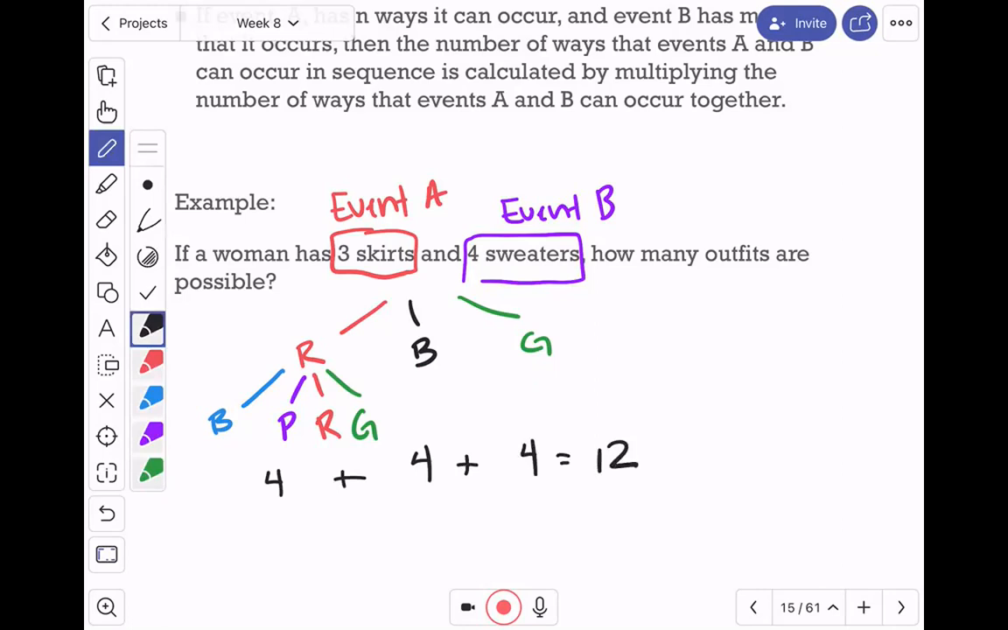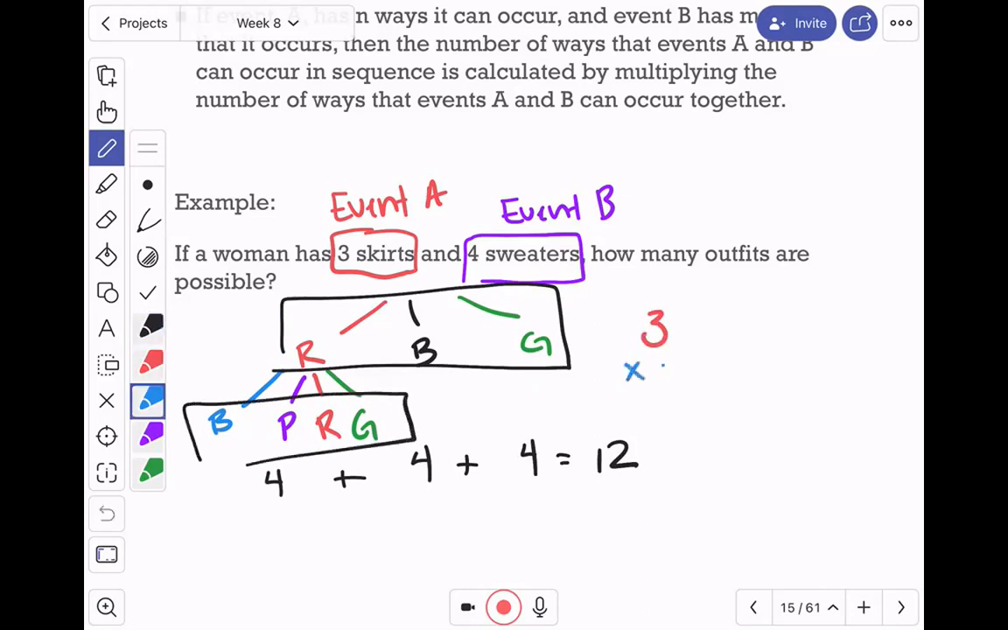So the fundamental counting principle, or FCP, just says instead of doing all that, there are 3 ways for event A and there are 4 ways for event B, and that's equal to the 12 we got there again. So all it says is you take the options, you multiply them together, you get the number of ways you can do it. That's all it says. And that's what we start with, the fundamental counting principle.